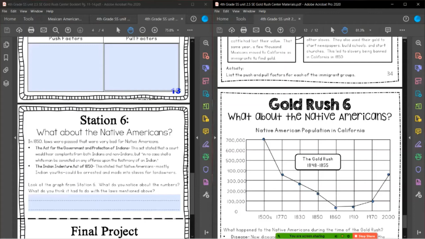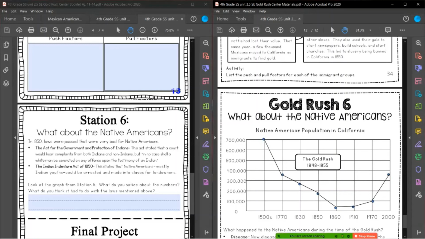And then there's the Indian Indenture Act of 1850, and this stated that Native Americans, mostly Indian youth, so the younger generations, could be arrested and made into slaves for landowners. So if any of these immigrants, right, came in and decided that you were doing something that they didn't really like, they could arrest you and make you a slave on their land.